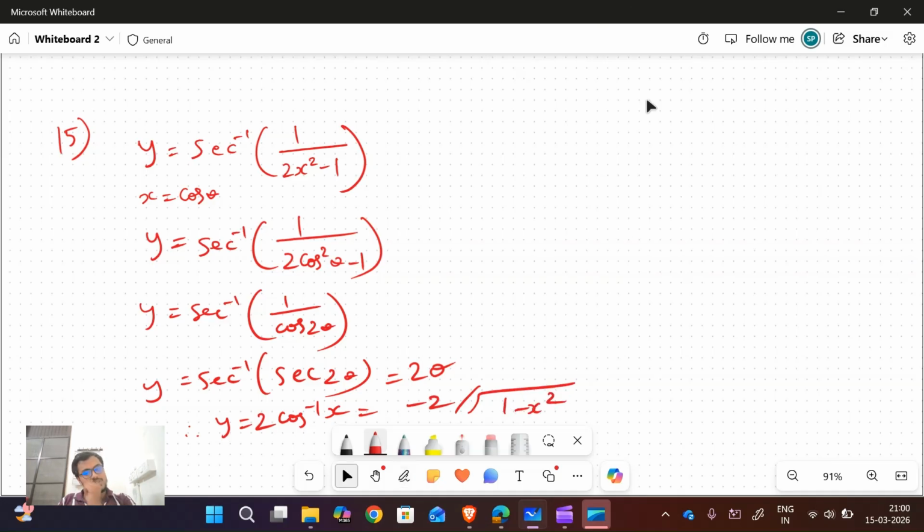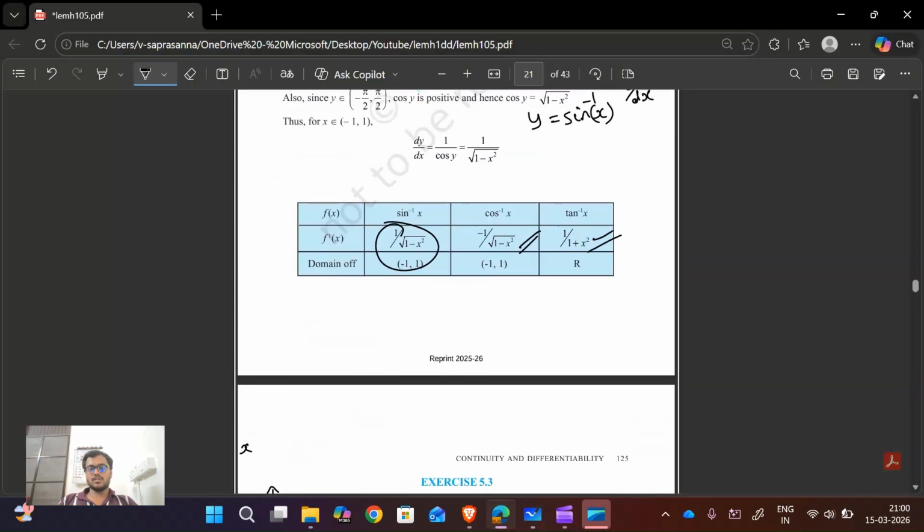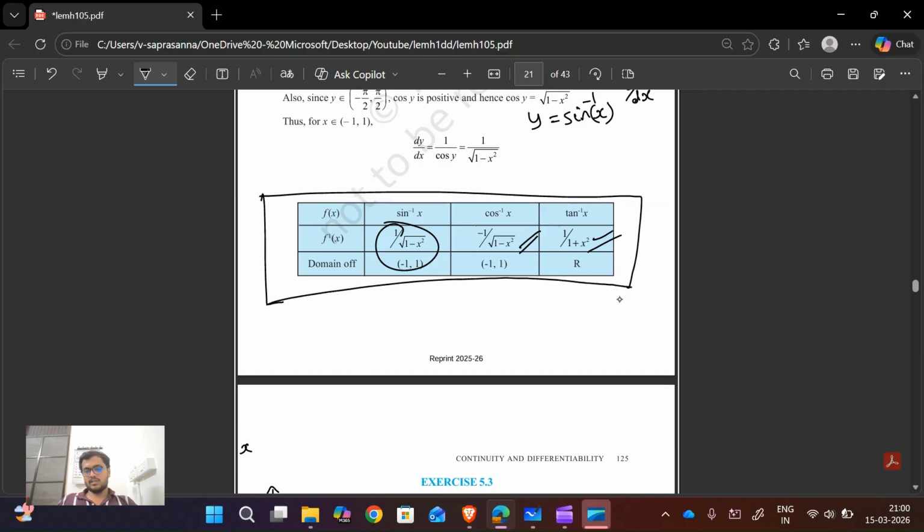Now all the problems when you see here, the question is somehow simplified to either cos inverse of x, tan inverse of x, or sin inverse of x. That's why I'm telling you to remember these formulas, very, very important. Of course, the other trigonometric formulas which we discussed are also important. Using these, you can easily solve.